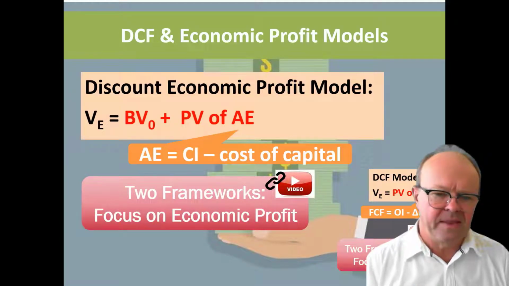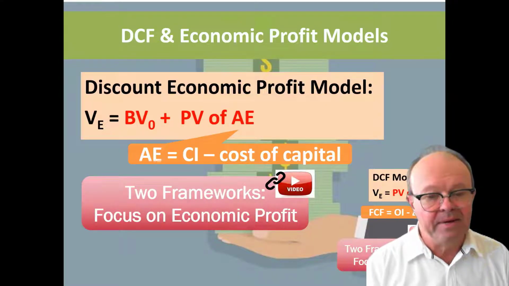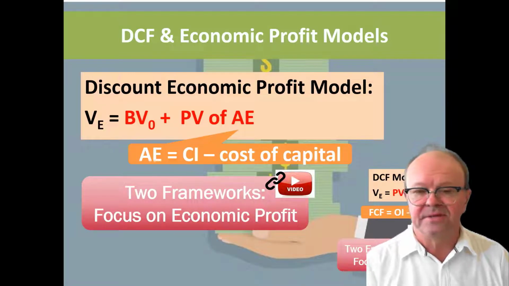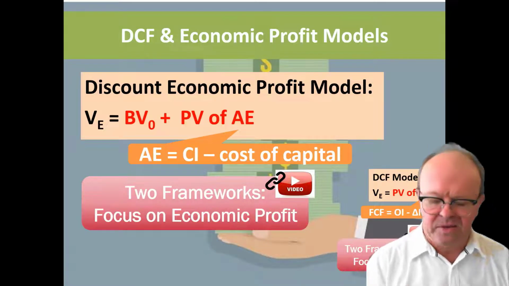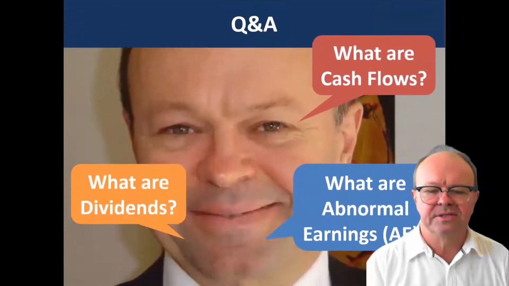So the economic profit model currently, as we're looking at it, is looking at the company. The discounted cash flow model is looking at the operations. But we'll be shifting a gear with the economic profit model in a couple of weeks to focus on the operations.